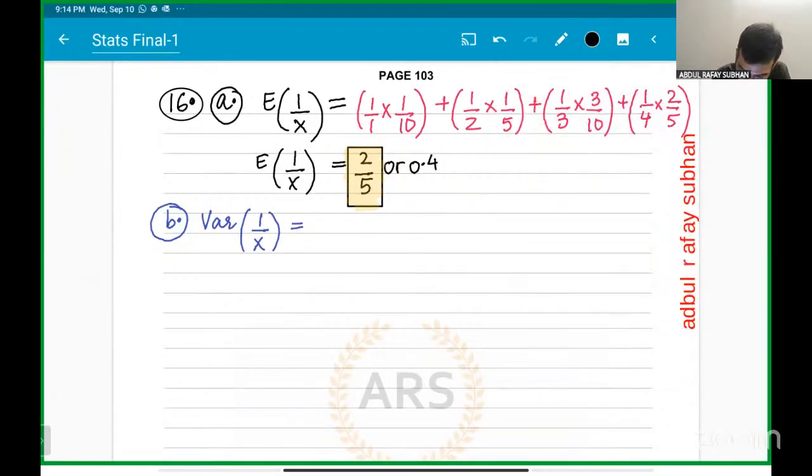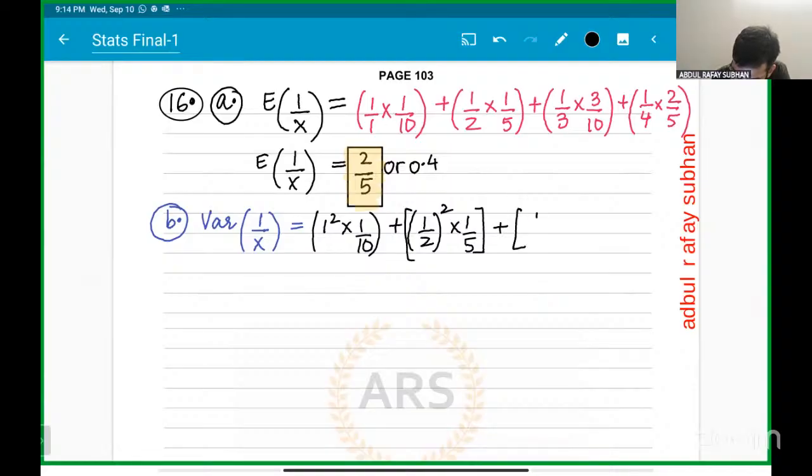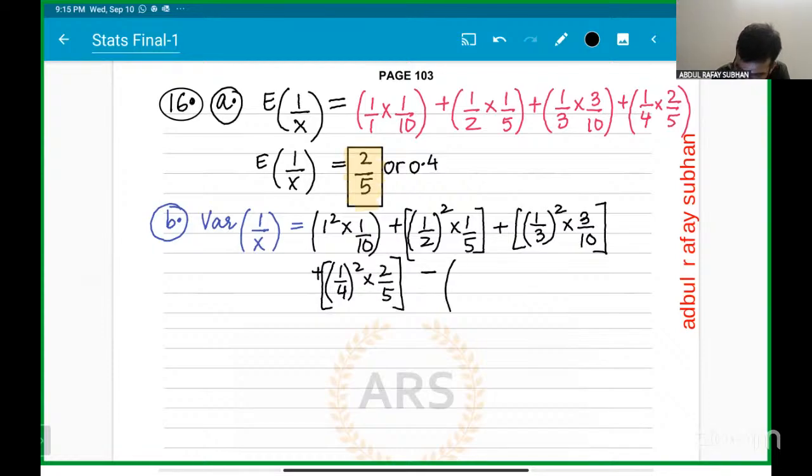So 1 over 1 is always 1, so 1 square into 1 over 10 plus half the whole square into 1 over 5. That's how it will be. And then 1 over 3 whole square into 3 over 10. First, you have to square the values, and 1 over 4 whole square into 2 over 5, and minus the mean square, which is the mean of this one. So the mean square will be 2 over 5 whole square.